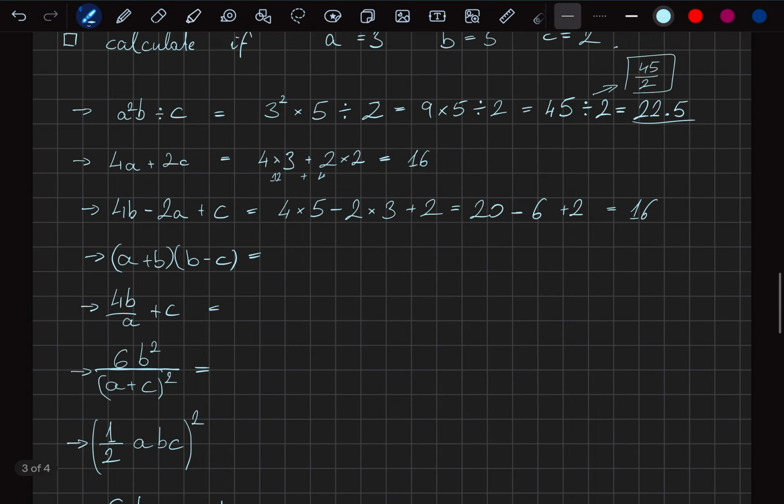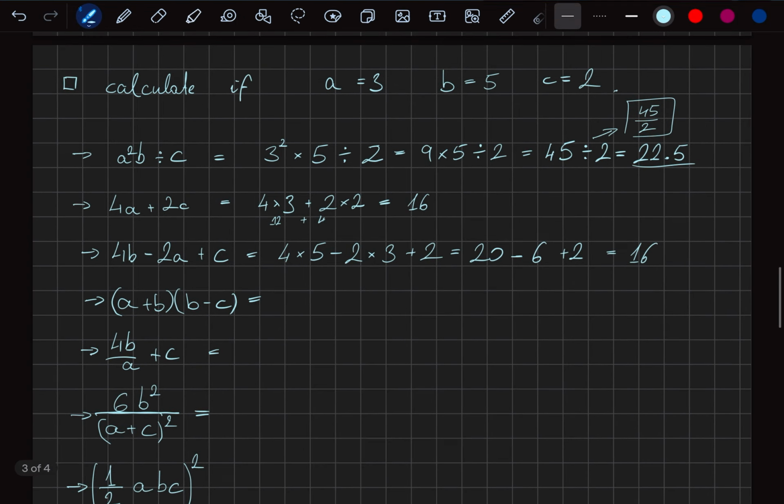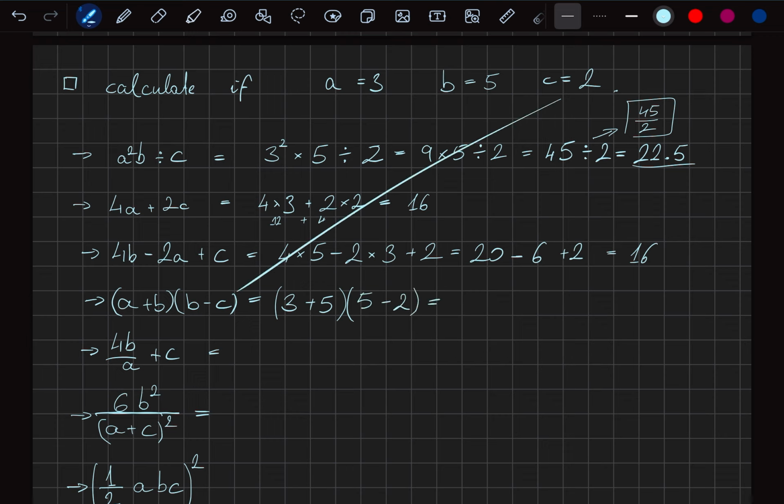A plus B times B minus C. So 3 plus 5 times 5 minus 2. I just substitute back. Sorry. So 3 plus 5 is 8 times 3, it's 24.